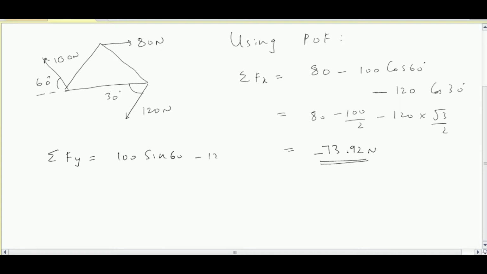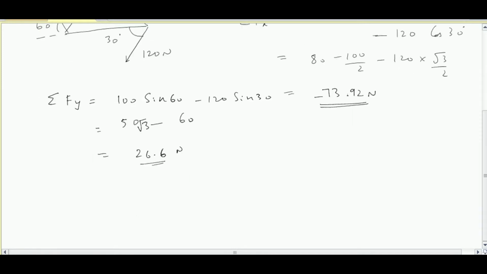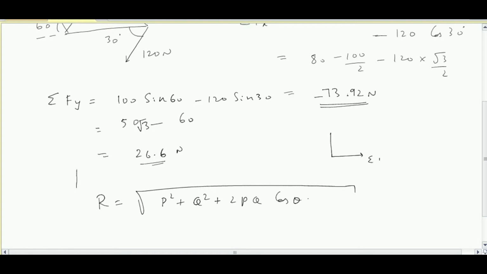Let us see along the vertical. As 80 is only in the horizontal direction, we will have the projections of 100 and 120 Newtons only. So 100 sin 60 minus 120 sin 30, which leads to 50 root 3 minus 60, so 26.6 Newtons. That means the vertical force is in the positive y-axis direction.